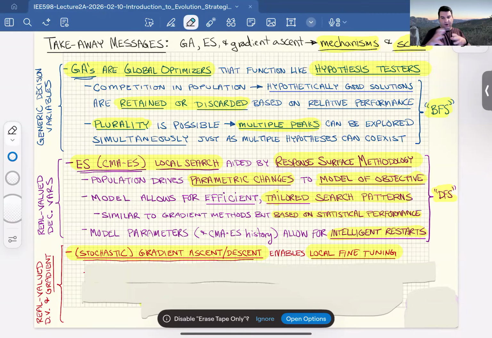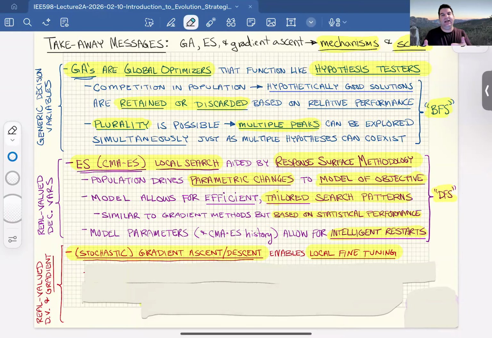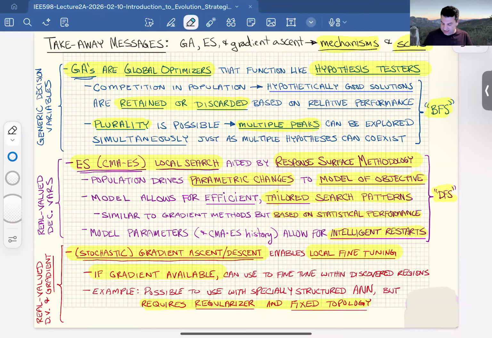Now, once you've come to a local spot that looks pretty good, then you can hand it off to good old-fashioned stochastic gradient descent or ascent, which does the local fine-tuning. So if you have a gradient available, you can use that gradient to fine-tune within those discovered regions. But you can't use gradient ascent or descent without a gradient, and there's a bunch of problems where you won't have a gradient, with generic decision variables like integer decision variables or things that greatly change the shape of the fitness objective.